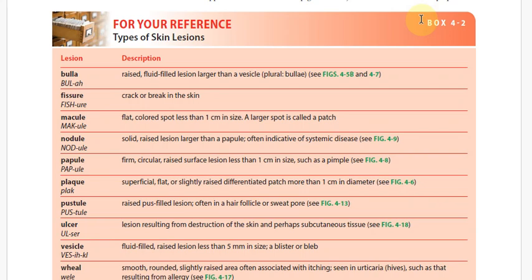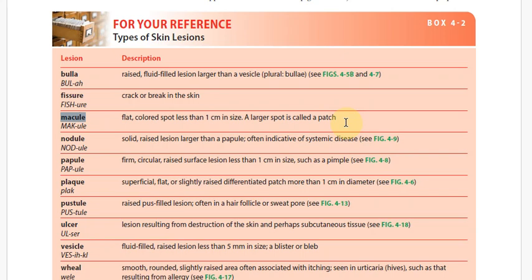On page 130, we have a box 4-2 in a format of a table, of course. We have some technical terms. I'll read the first 3 for you. Bulla, which is a raised fluid-filled lesion larger than a vesicle. The next one is fissure, a crack or break in the skin. And macule. Macule is a flat colored spot less than 1 centimeter in size, but a larger spot is called a patch.